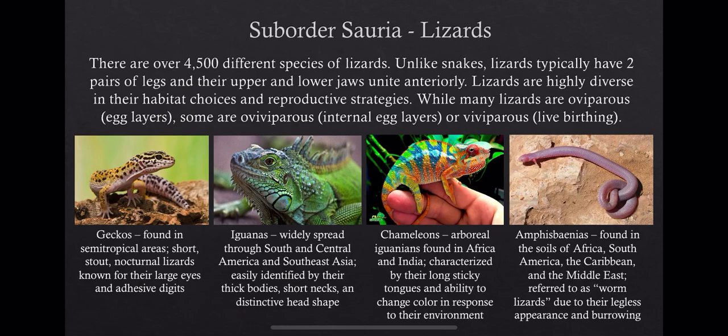So starting with our saurians, over 4,000 different species. They are the more typical reptiles. They have the 4 legs. They look like your most traditional tetrapods in terms of reptilian tetrapods, and their upper and lower jaws unite anteriorly.